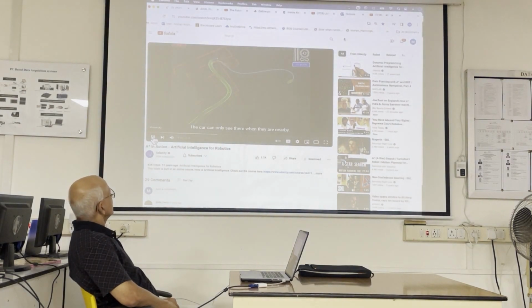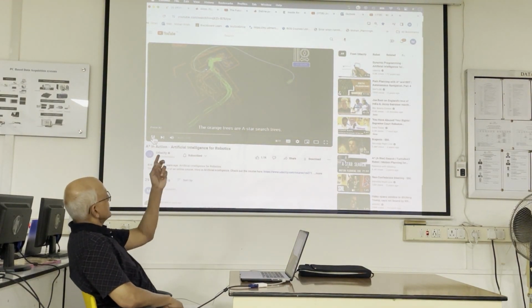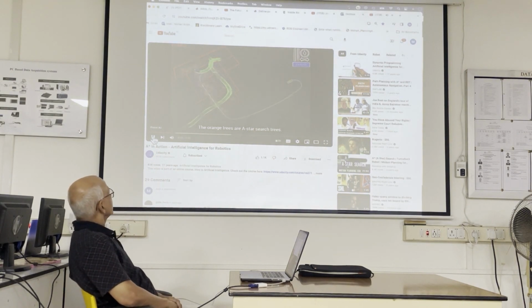You can't only see them when they're nearby. What's really remarkable here is that the car is able to plan really complex maneuvers to the goal. At any point in time, you can see its best guess to a path to the goal. And the orange you actually reverse that. Are A star search trees. They aren't exactly grid trees.